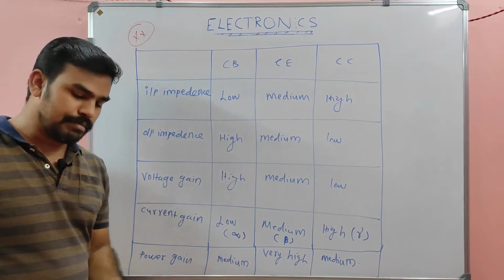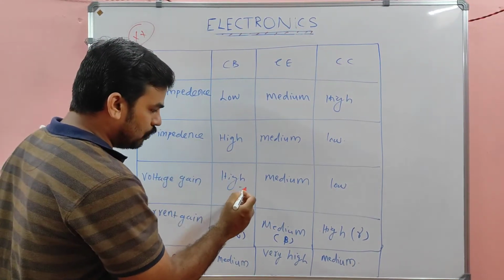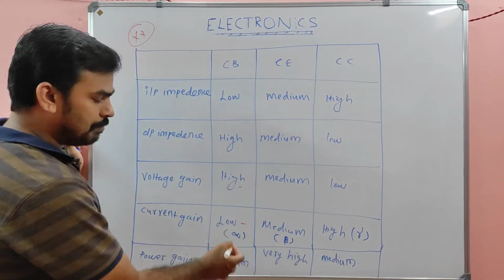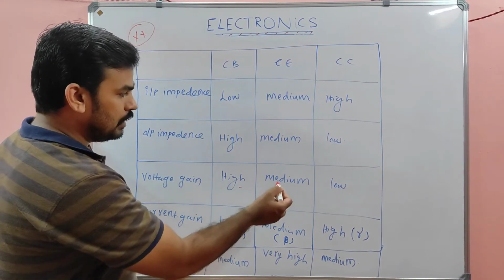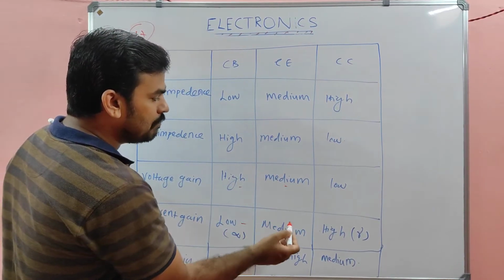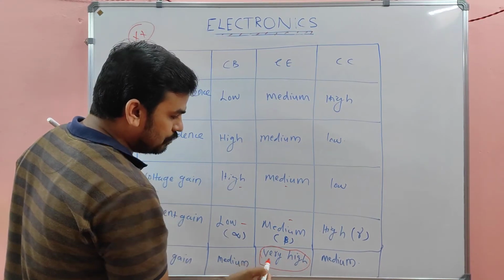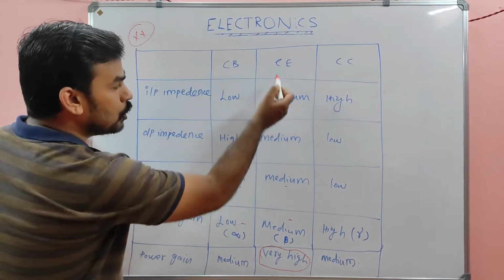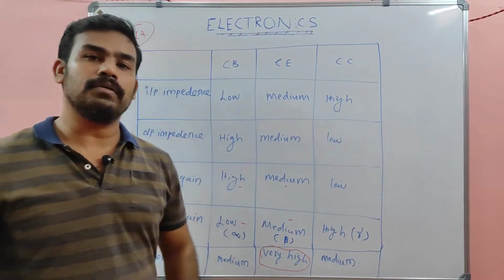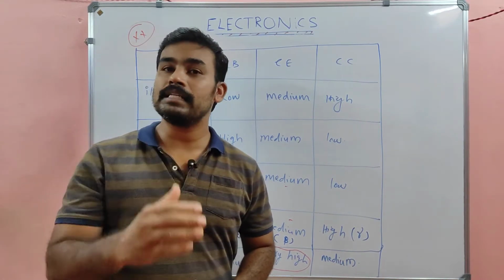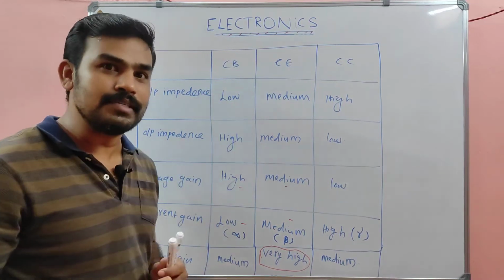And power gain, my dear, is nothing but the product of the voltage gain and current gain. So if you multiply high with low, you get medium. If you again multiply medium with medium, you will definitely get a very high value. So this term you have to note: power gain of common emitter is very high. That is why it is really used in the transistor as an amplifier. Why is common emitter used? Because it is very high.